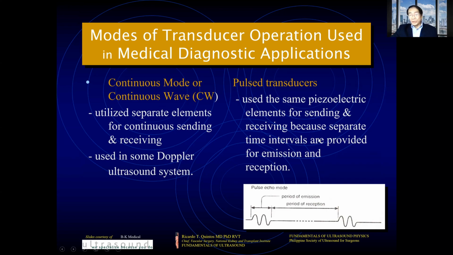For pulse transducers, the same element crystal is the one used for sending and receiving the sound energy. So what will happen is that the crystals will vibrate for a certain period of time, and then it will stop and listen for the echoes. And when the echoes arrive, the echoes make it vibrate, and then the vibration will create electrical energy that will be sent back to the CPU.